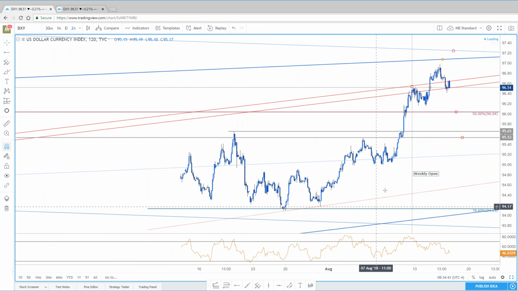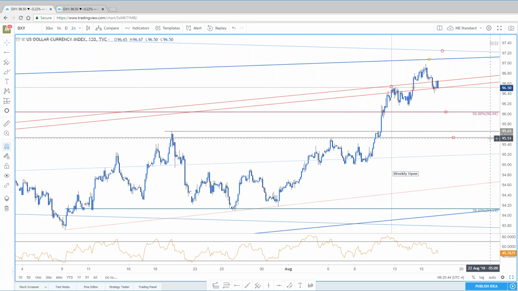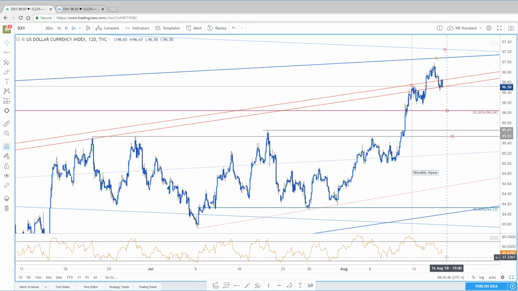Here's the intraday chart. Not really much to look at. We're basically sitting at initial weekly opening range highs we broke. We're sitting on it as support. Major support doesn't come until 96. Bearish or bullish invalidation is still 95.50, same level we talked about earlier.